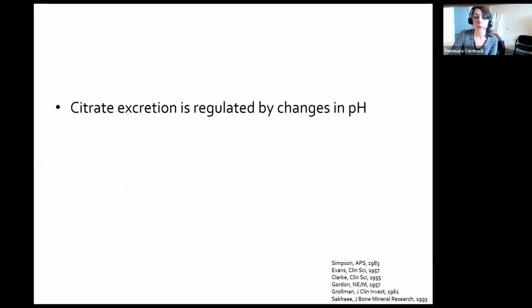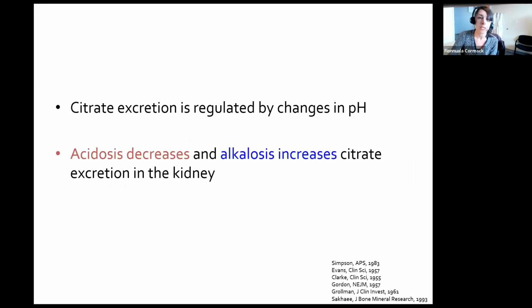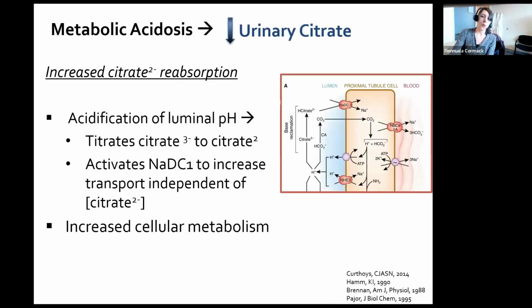So in the interest of time, I won't review all of the studies spanning the last almost century, but we'll summarize by saying a number of studies have shown that citrate excretion is regulated by changes in pH, and that acidosis decreases and alkalosis increases citrate excretion in the kidney. So, how does this happen? What are some of the proposed mechanisms? There has been a lot of investigation in this area and a lot that still needs to be sorted out. But we do recognize from a lot of clinical studies that metabolic acidosis reduces urinary citrate by increasing citrate reabsorption. So how might that happen?